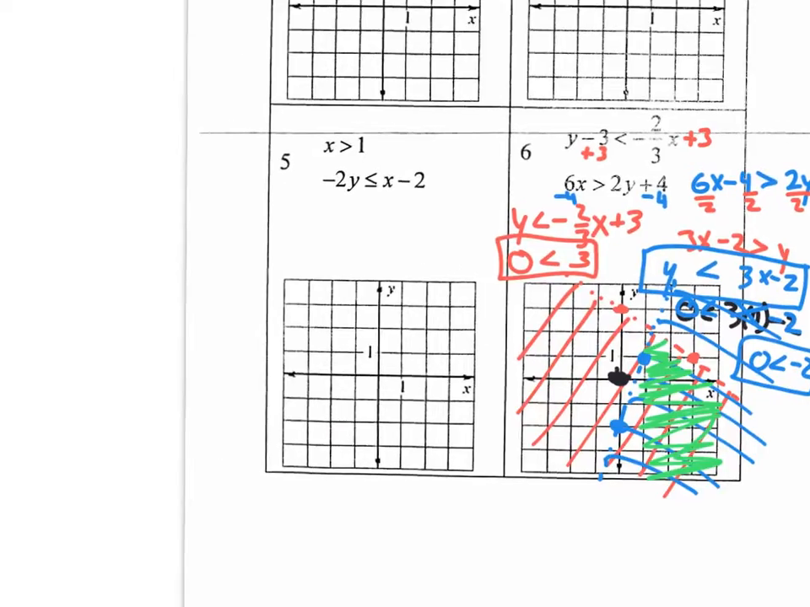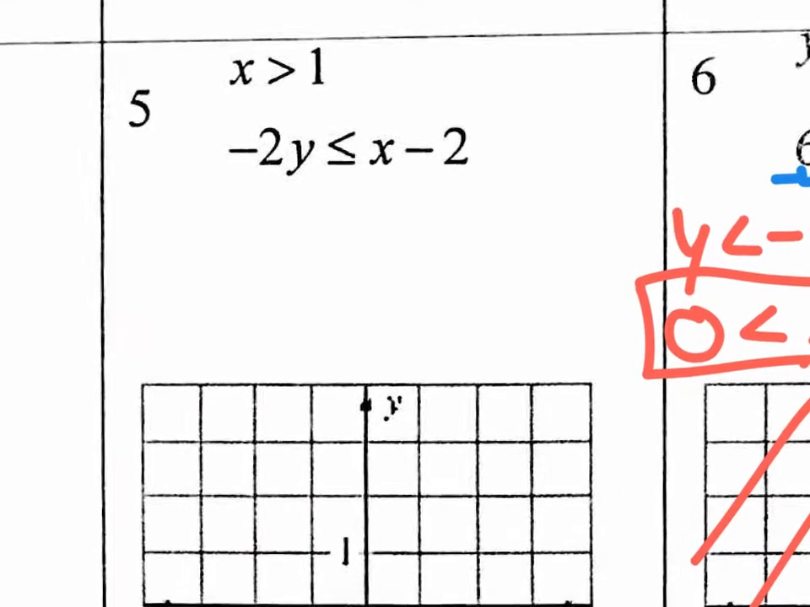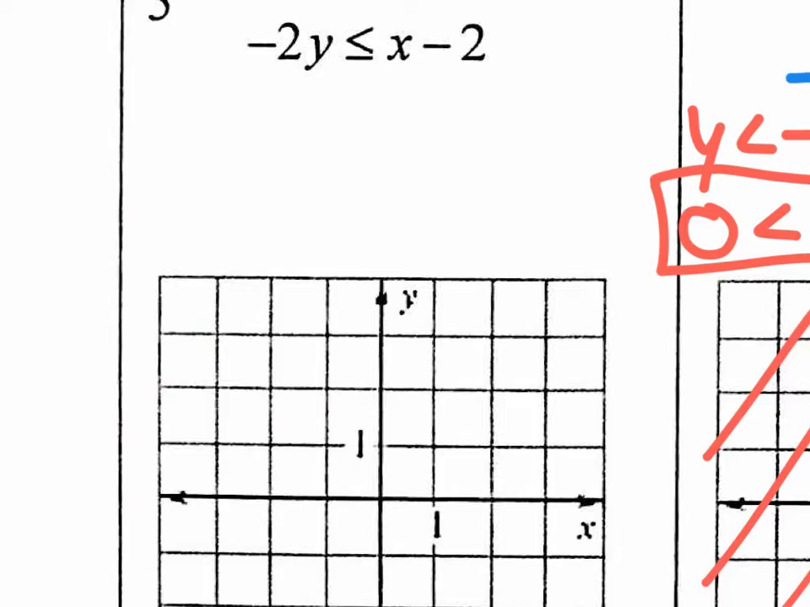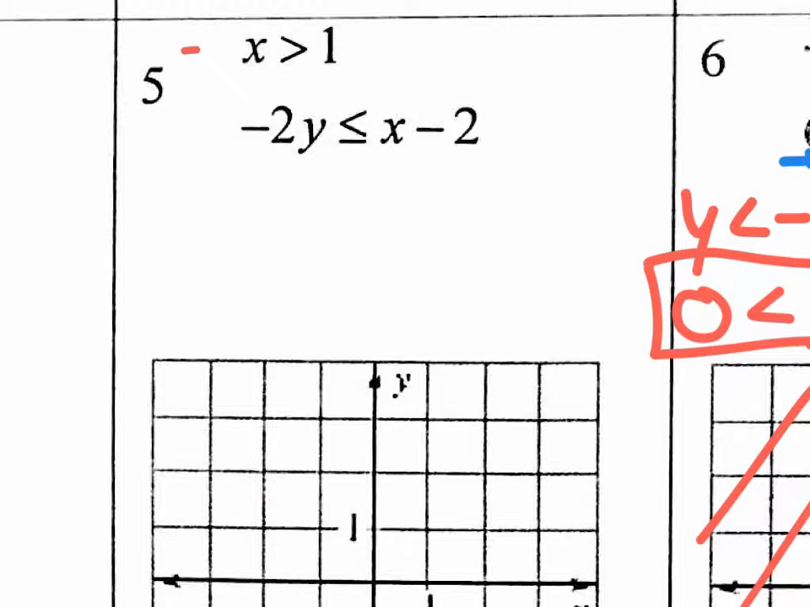How about number 5? Sure, why not? We have a couple more minutes on this video. So x is greater than 1. How do you graph that? Is that going to be a vertical line or a horizontal line? Vertical. And by the way, I want to graph this top one in red.